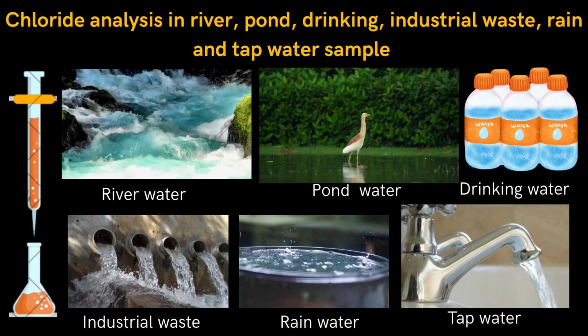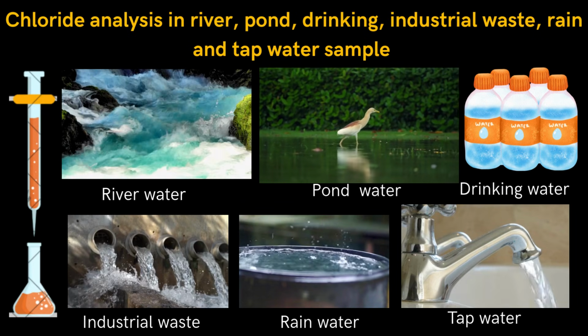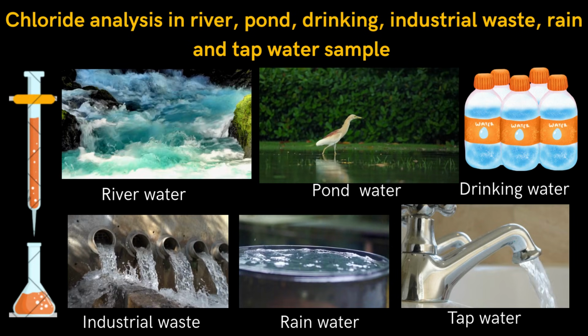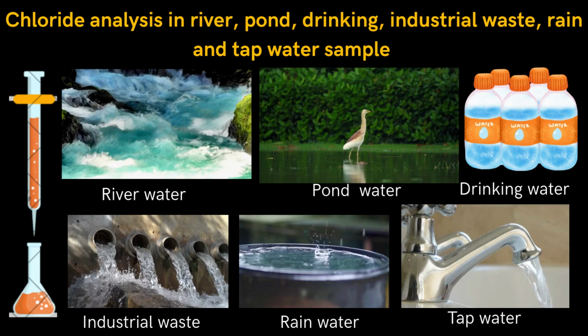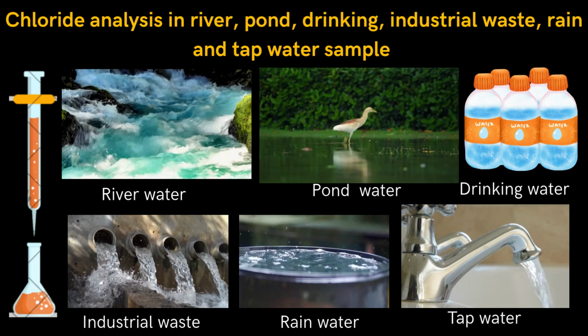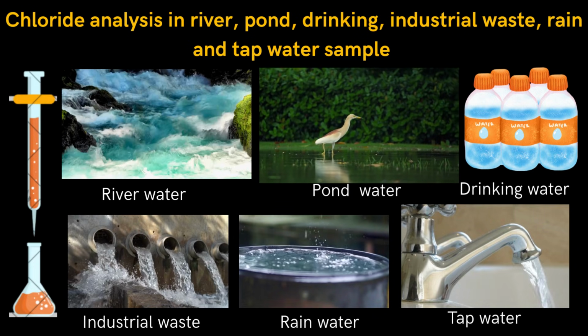Precipitation titration is a simple and reliable method for determining chloride ions in real water samples such as river, pond, drinking water, industrial effluents, rainwater, and tap water. In this method, chloride reacts with standard silver nitrate to form a white precipitate of silver chloride, and the endpoint is detected using indicators like potassium chromate or adsorption indicators.